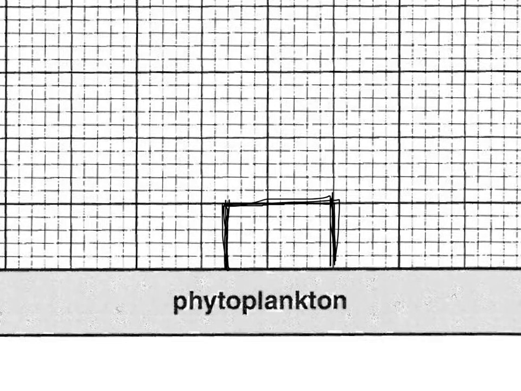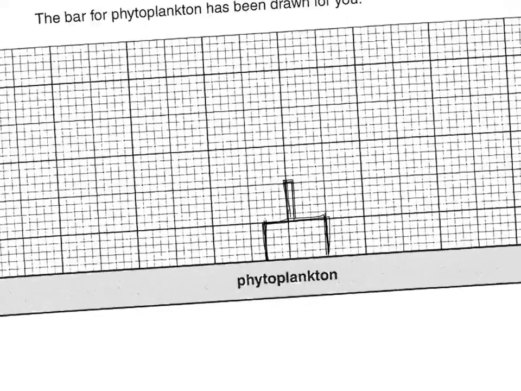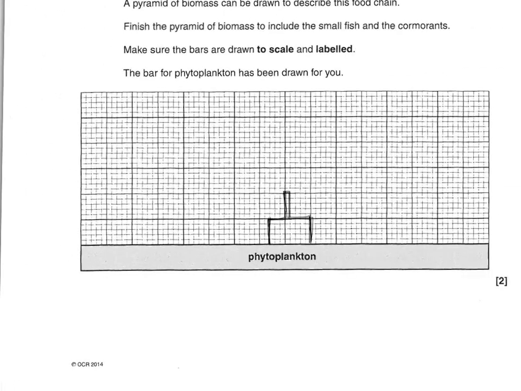And then a cormorant is just going to be one of those, like that. So it asks you to label them, but you can just label them next to it. So small fish and cormorant. There you are, so 2 marks there, 1 for each one.